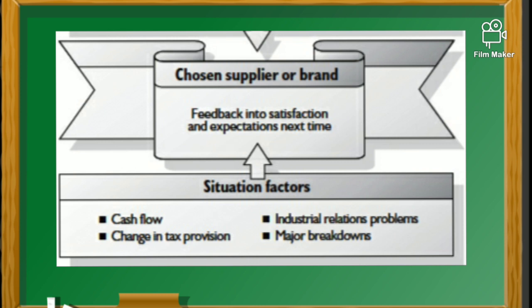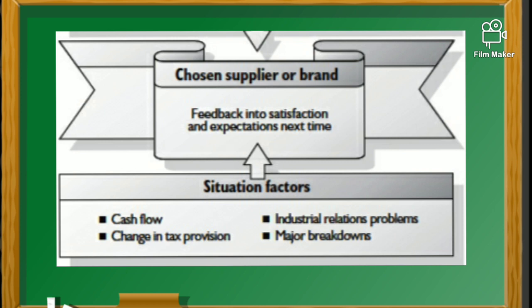And the next factor is the supplier whom you have chosen and the brand of the raw material which you are using for your organization to produce a final product. Yes, because the feedback and the satisfaction of the customers who use the final products are very much important for your buying decision the next time.